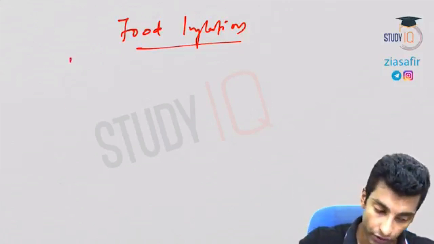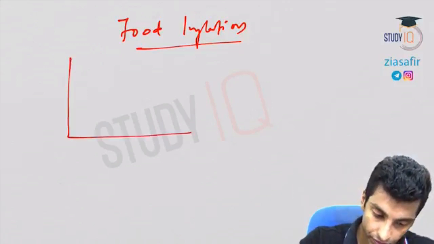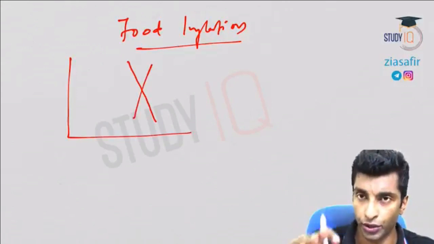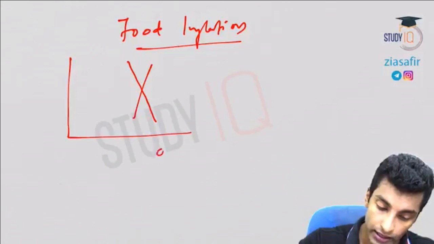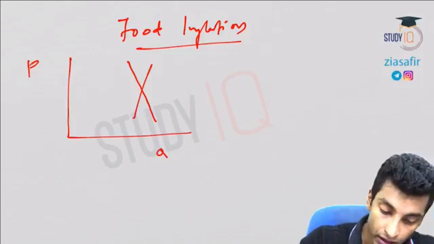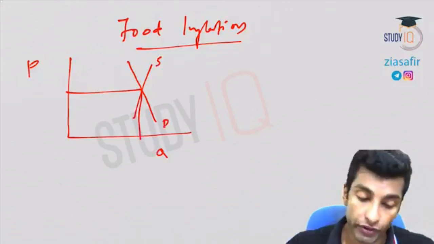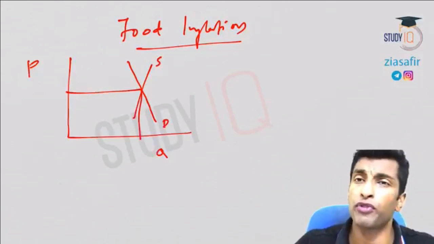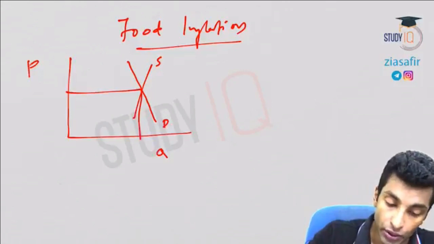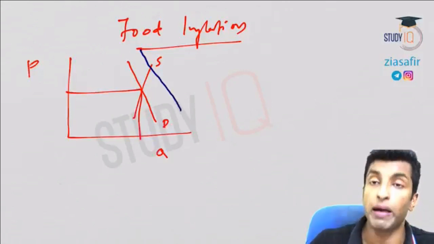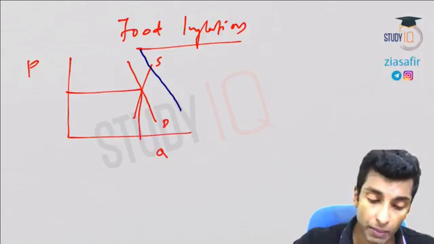When you're drawing, you need to go for a steep curve. The steeper the curve you draw, the better idea you will get. So let's say there's a quantity, there's a price, this is the equilibrium point. There's a supply curve, there's a demand curve. Now what will happen with the demand for food? Demand for food is more always. So demand increases more drastically, right? But what will happen with supply?